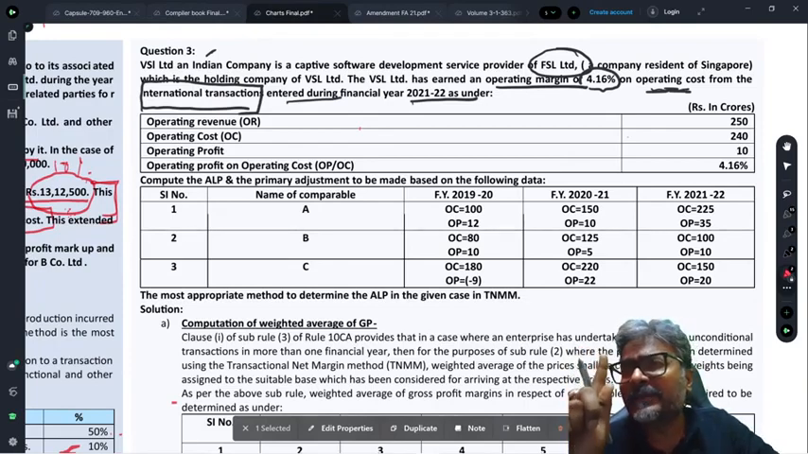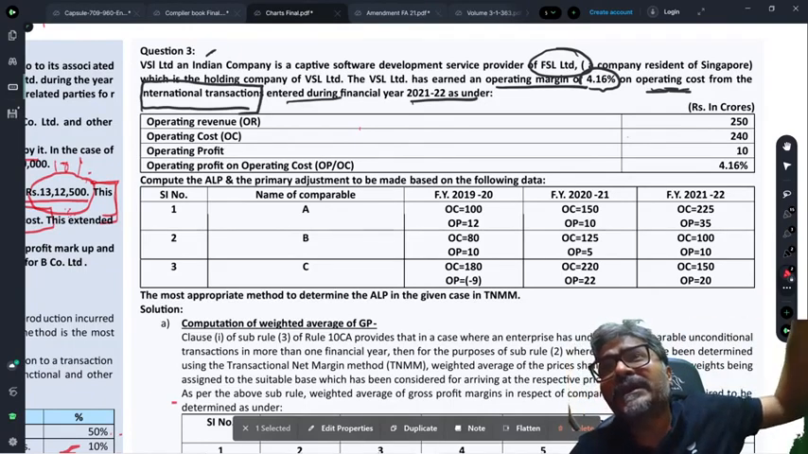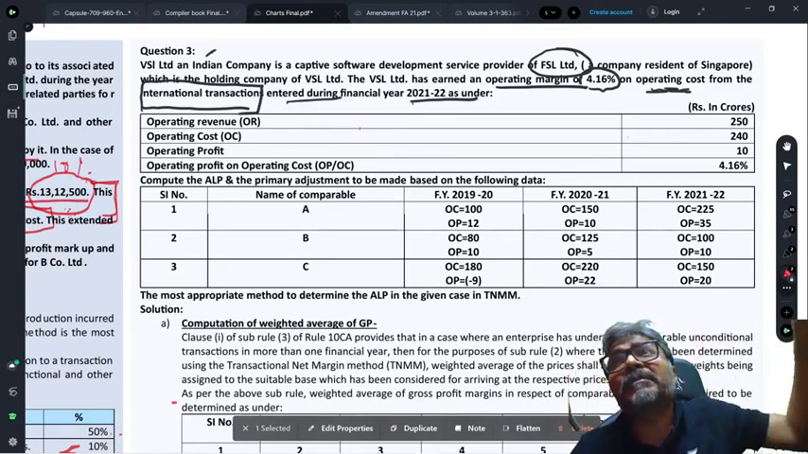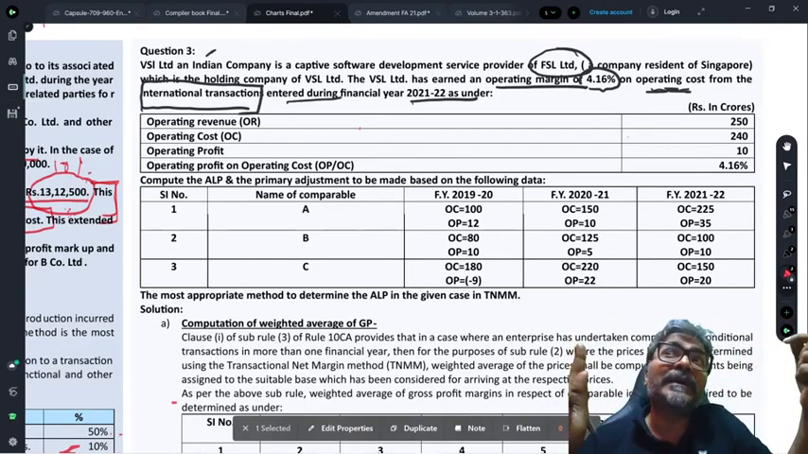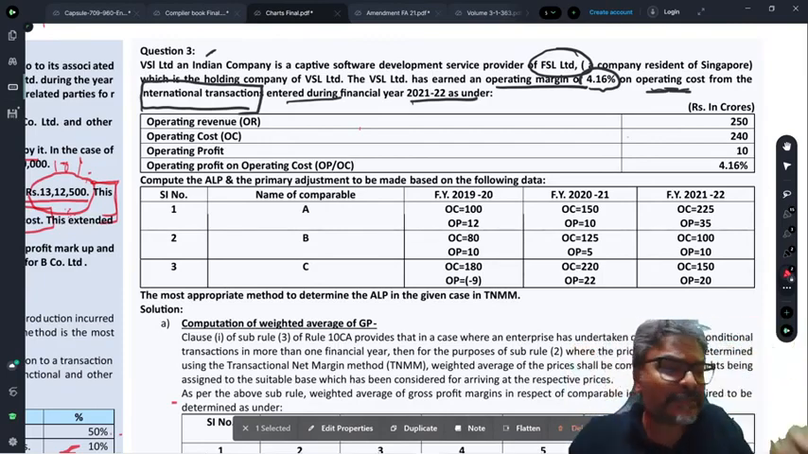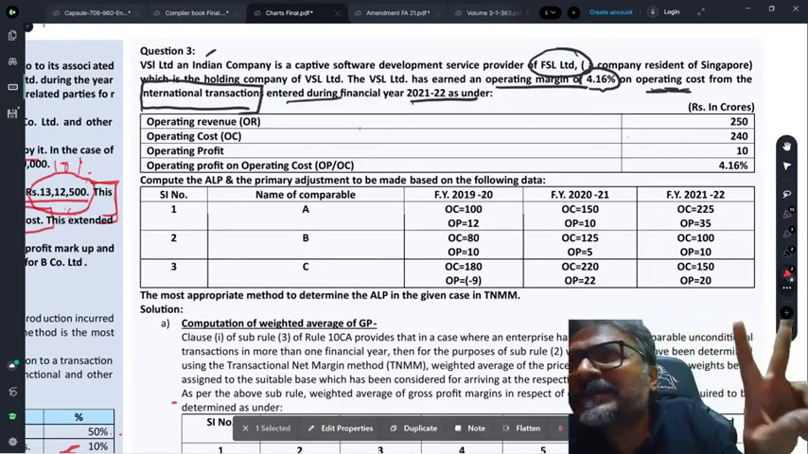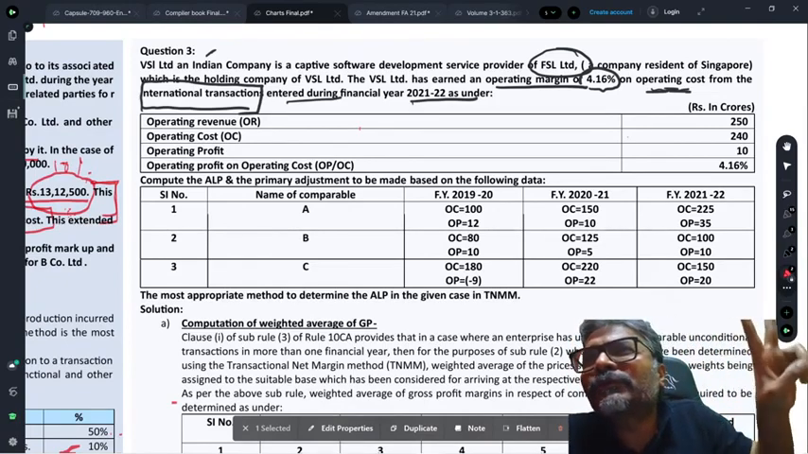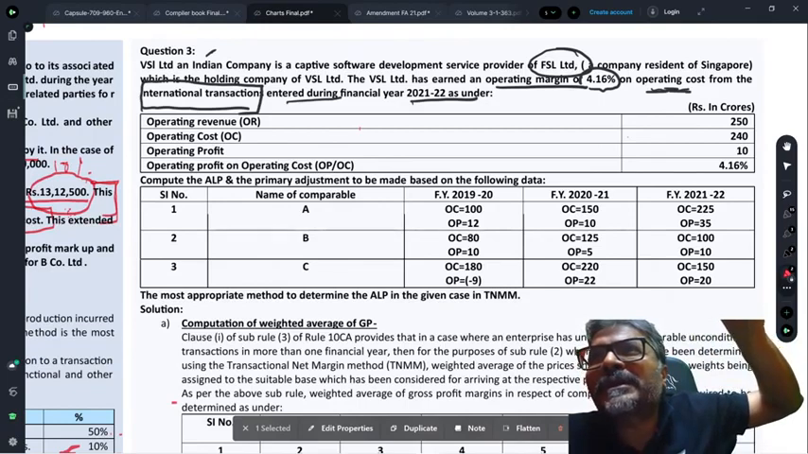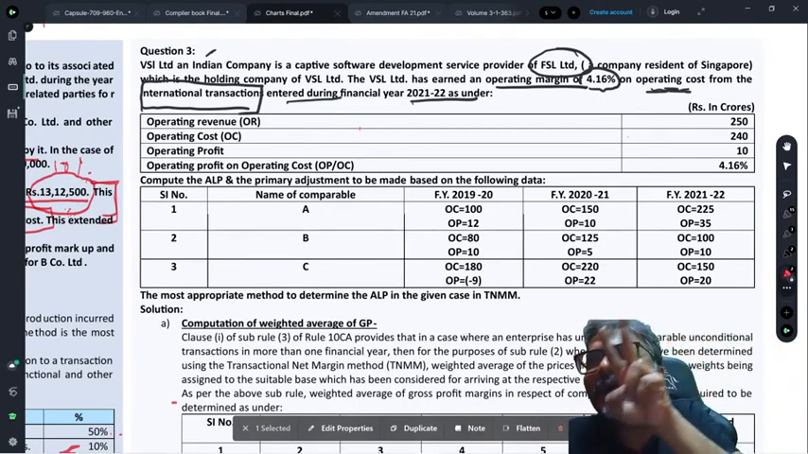In this case, which method are they talking about? Are they talking about the cost plus method, or the transaction net margin method? They are talking about the transaction net margin method, which has the base with cost. I told you there are two variants of the transaction net margin method. Which are the two variants? The transaction net margin method having a base with cost, and the transaction net margin method having a base with the reselling price.